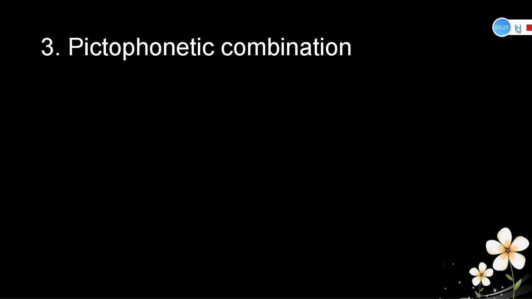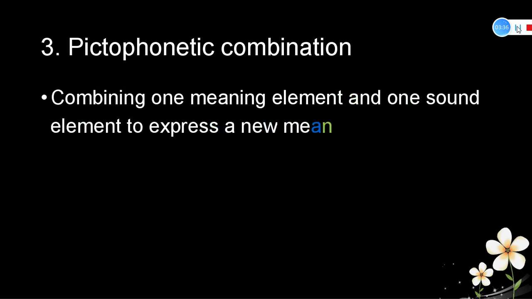The third one is pictophonetic combination. A pictophonetic compound refers to a new character formed by the combination of the component indicating the meaning and the component indicating the pronunciation, and usually the phonetic component at the same time can also suggest its meaning to an extent.